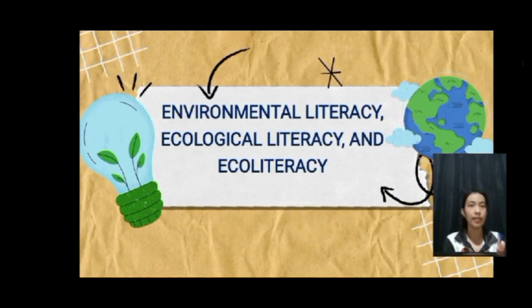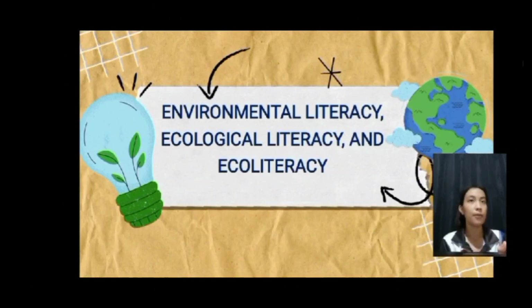So what about ecological literacy? When we say ecological literacy, it delves into the scientific understanding of ecological principles. It is more on understanding the principles, emphasizing the dynamic relationships between organisms and their environment. It is a deep and scientific understanding of the principles of nature and the relationship between organisms and the environment.